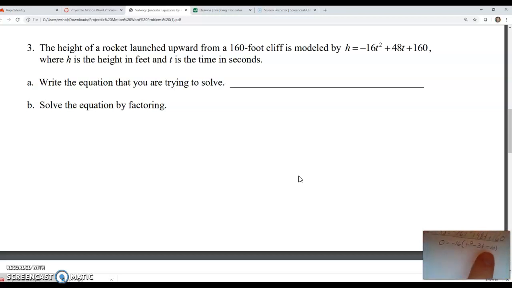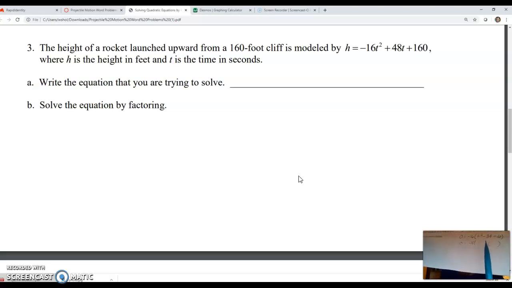Notice that now I have an a term of 1, which means that I can now do inverse FOIL. So that's what I'm going to do. Inverse FOIL. 0 equals negative 16, 2 parentheses. So remember inverse FOIL, what I'm looking for is two numbers that multiply together to give me negative 10 and add together to give me negative 3. So multiply to negative 10, add together to negative 3.